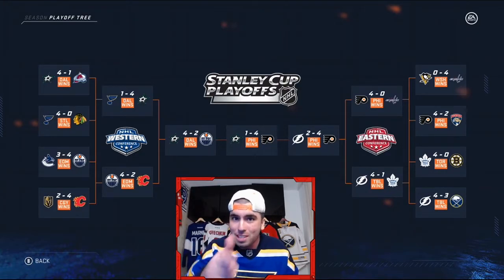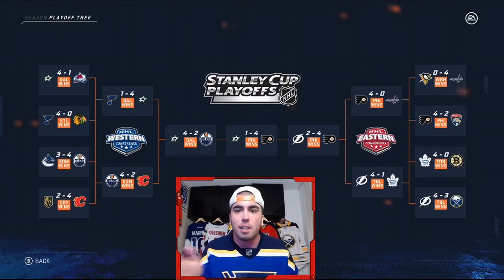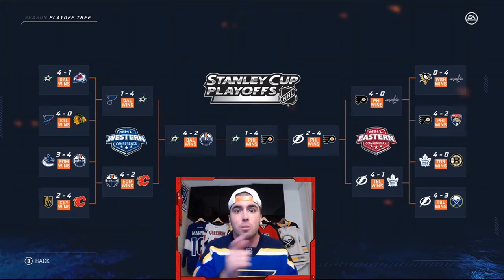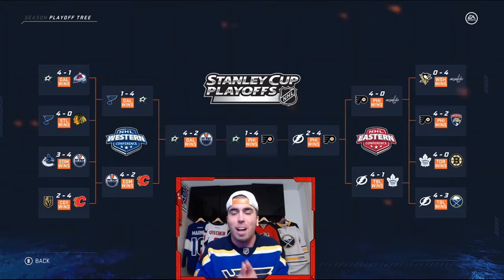We saw reverse sweeps last year. Last year, the Blue Jackets obviously swept the Lightning, but then went to an okay series. But then on the other side, the Islanders swept the Penguins, but then got swept by the Carolina Hurricanes. So we saw a few sweeps and reverse sweeps early last year in the Eastern Conference Final. We're seeing it here. Then the Flyers beat the Lightning 4-2, and then the Flyers beat the Stars to claim that Stanley Cup.